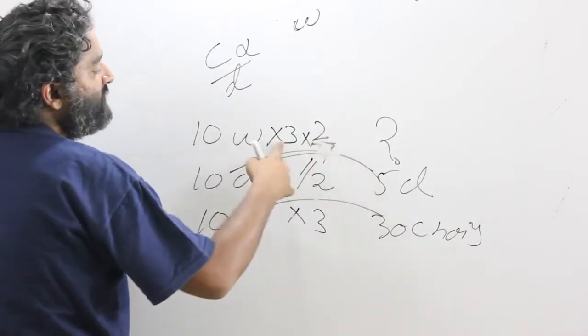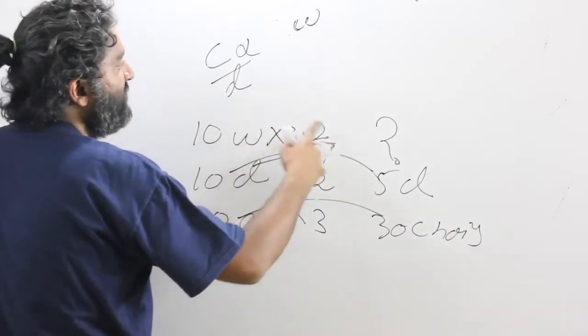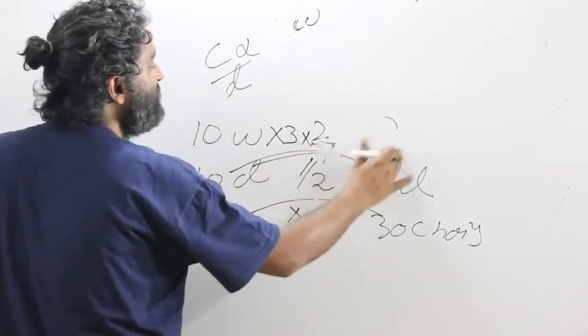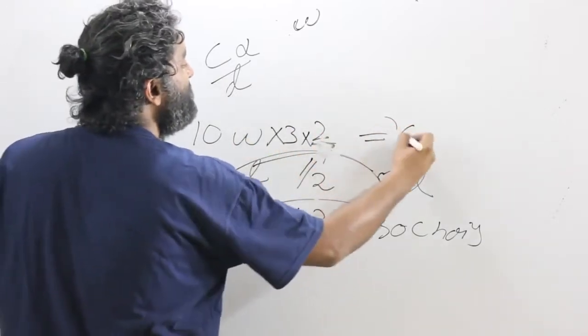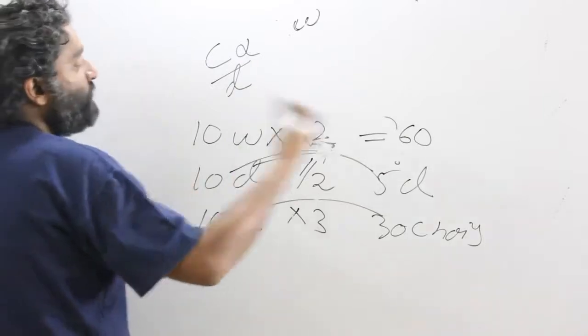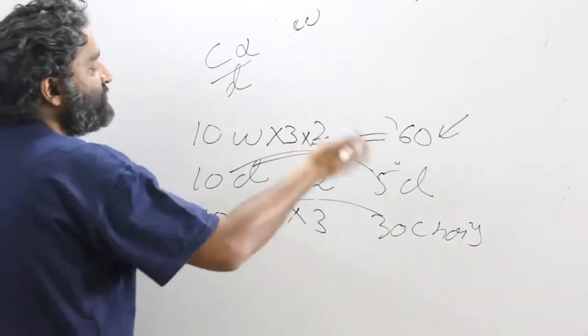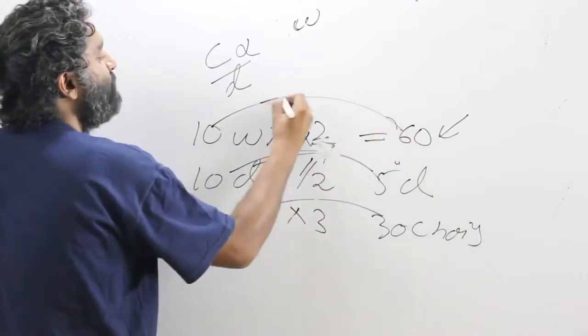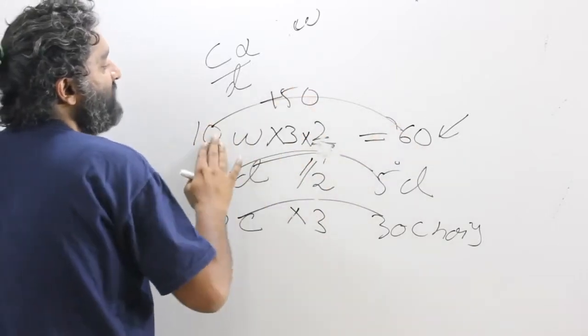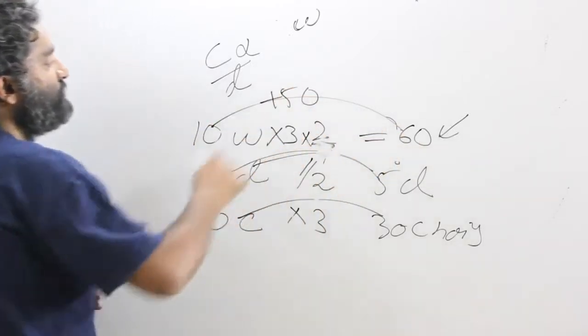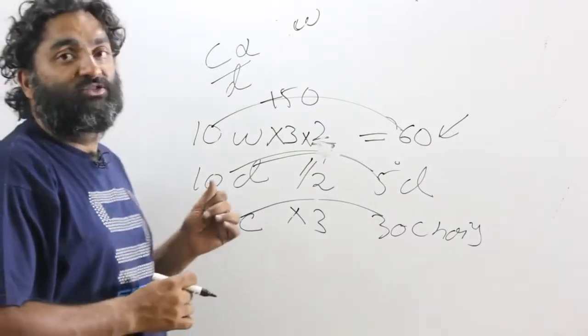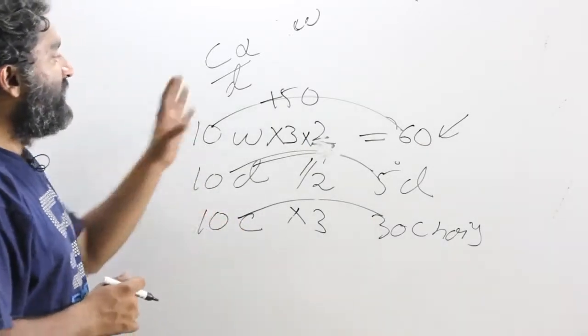So the number of workers would be 10 into 3 into 2. There is nothing else in the story. So this new number is going to be 60. But my question wasn't how many workers are going to be there. It was how many extra workers are needed. So plus 50, right? You were at 10 workers and you need 60 workers. You need 50 extra workers, okay? So I hope that makes sense.